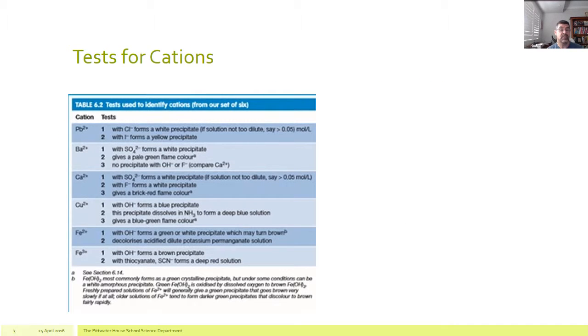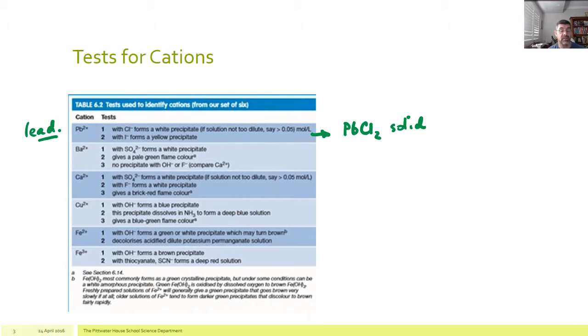In the same way that we did the test for anions, we can also test for cations. So what we need then is a series of tests in order to mostly, in this case, precipitate out each of these particular ions from a solution. So the first test is the addition of chloride ions. Now, most chlorides are soluble, but lead is slightly soluble. So as long as the concentration is sufficiently high, we will get a precipitate of lead chloride. And this will be a solid.